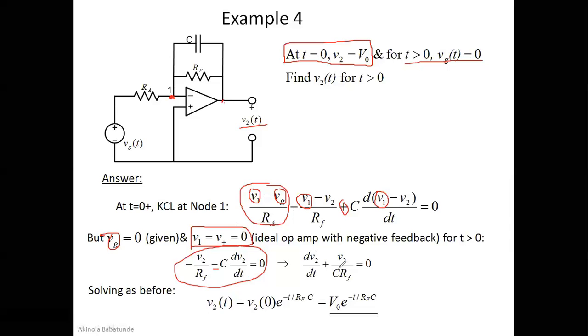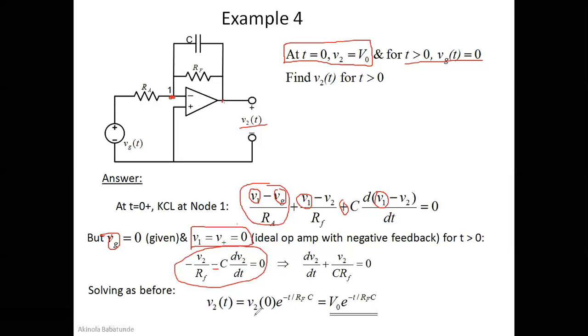If you remember, we've talked about the first order circuit before now. So we have dV2/dt plus V2 over CRF equal to 0. Solving for V2, what we need to do first of all is just integrate. If you integrate dV2, you have just V2 left.